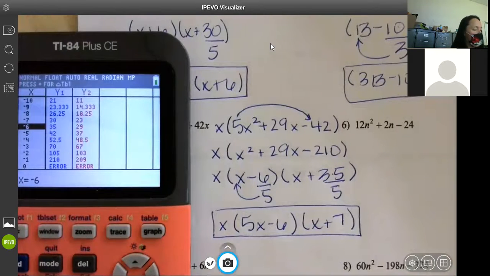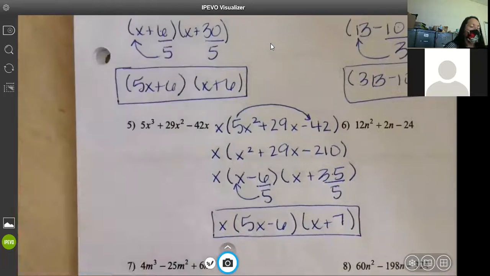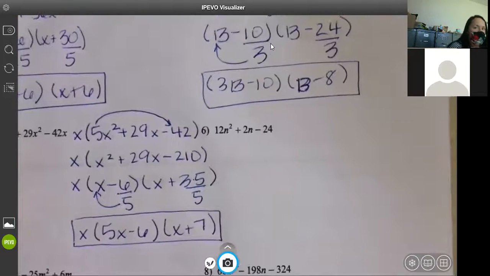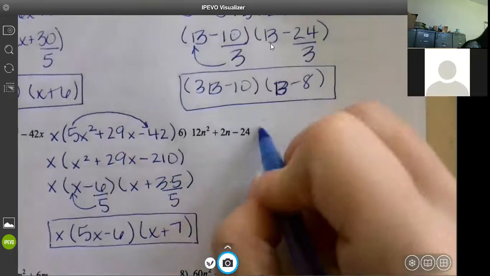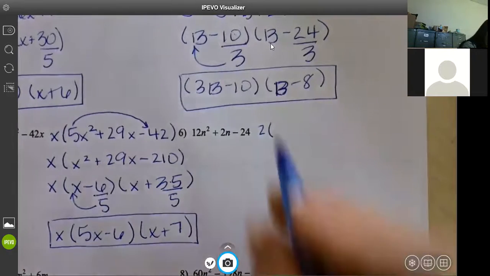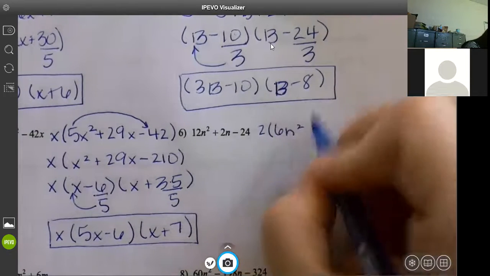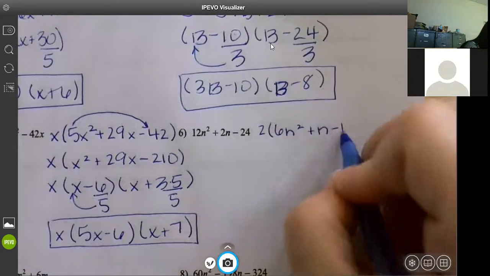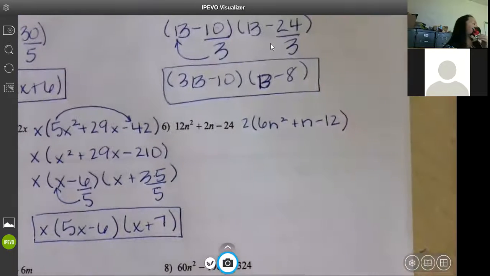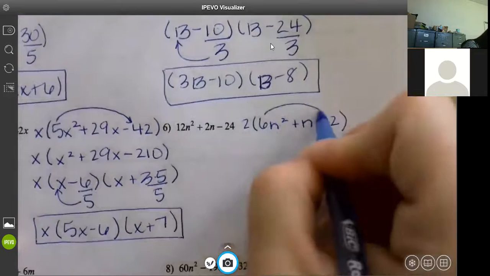What about the next one? 12, 2, and 24. Do they have anything in common? 12, 2, and 24. Are they all divisible by something? What is it? 2. They're all divisible by 2. So I'm going to pull that to the outside just like I did the x. I get 6n squared, you can put a 1 there if you want to, but I'm just going to put my n and then minus 12. Okay, again, if you want to put a 1 in the middle, that's fine, just to remind you that you're looking for a 1. We're going to do slide and divide.